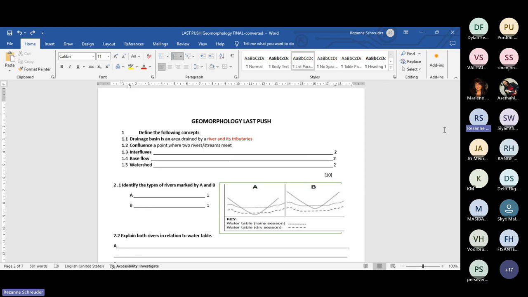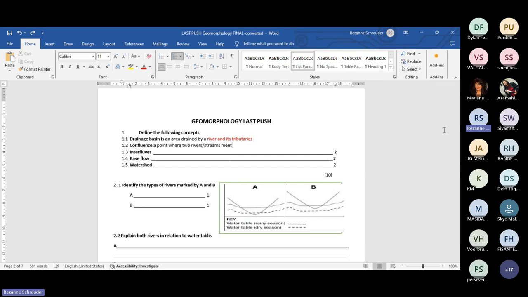Yes, watershed. Okay, so now we had watershed, that's 1.5. I think that's Carly that said, if I remembered correctly. Watershed is a high-lying area separating two drainage basins. Very important. Well done. Then Kavanandi, I think it is. Confluence would be 1.2, a point where two rivers meet, yes. And then I don't know who gave the beautiful answer for interfluve, is a high-lying area which separates two rivers.